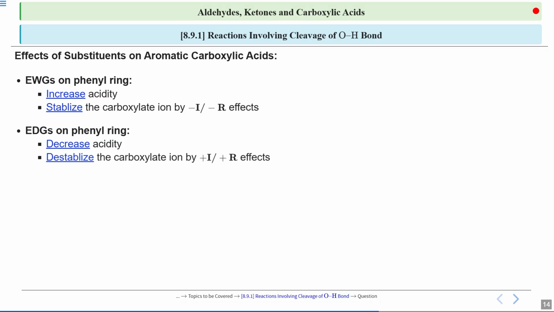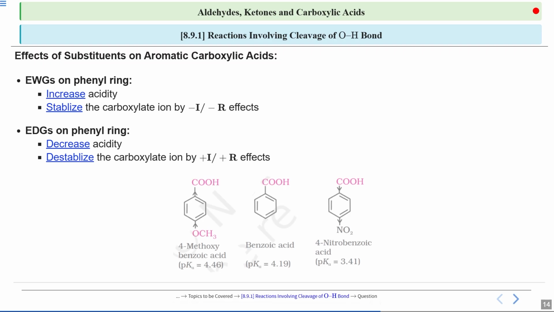Electron donating groups destabilize the carboxylate ion through the +I or +R effect, and this destabilization explains the decrease in acidity. If you look at this figure, you have 4-methoxybenzoic acid, that is 1, 2, 3, 4, where on the fourth carbon a methoxy group is attached. This is simple benzoic acid and this is 4-nitrobenzoic acid. Look at the pKa values: 4.46, 4.19 and 3.41. The smaller the pKa value, the stronger the acid is.